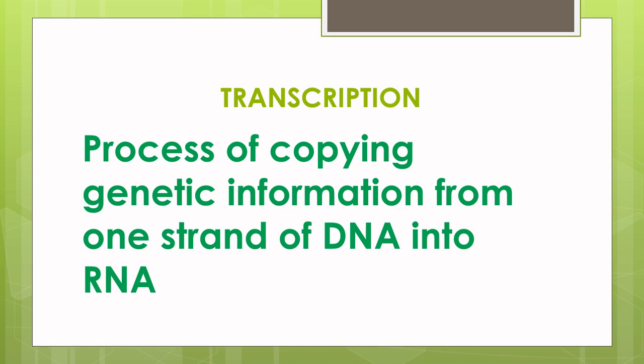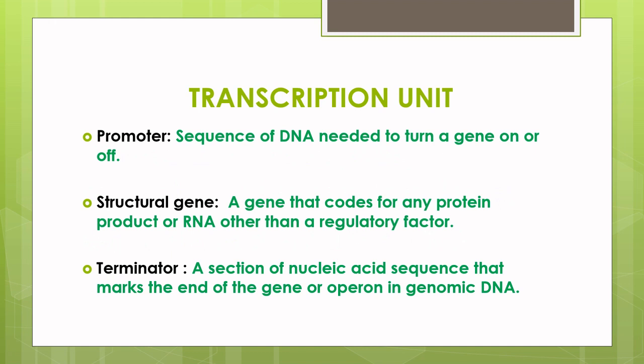Now let us look at transcription. Transcription is the process of copying genetic information from one strand of DNA into RNA. A transcription unit of DNA consists of three regions: promoter, structural gene, and terminator. DNA-dependent RNA polymerase catalyzes the polymerization in only one direction, that is 5' to 3' direction.